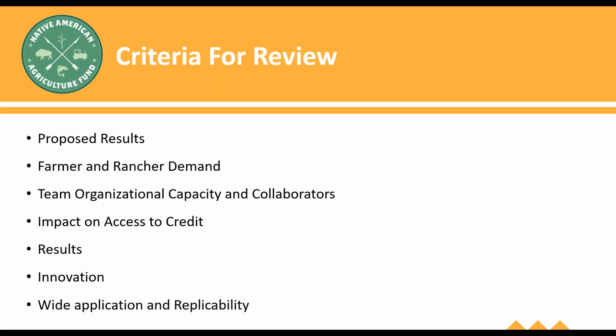But look at these criteria for review. They're very specifically laid out in the request for applications with a lot more definition and explanation surrounding them. But these are the 7 areas: what your proposed results are, what the farmer and rancher demand is in your area for your particular project, what your organizational capacity is and whether you have collaborators or cooperators, and what their capacity is.